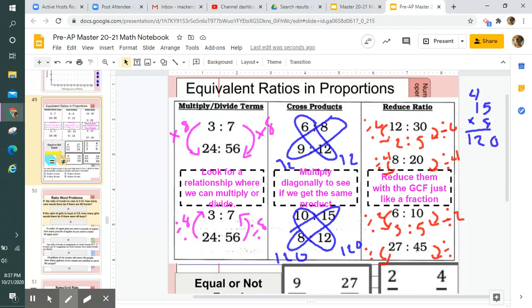I think we're going to divide by 9, their greatest common factor. So 27 divided by 9 is 3, and 45 divided by 9 is 5. So 3 to 5 and 3 to 5. So that means that those two are, in fact, equivalent.